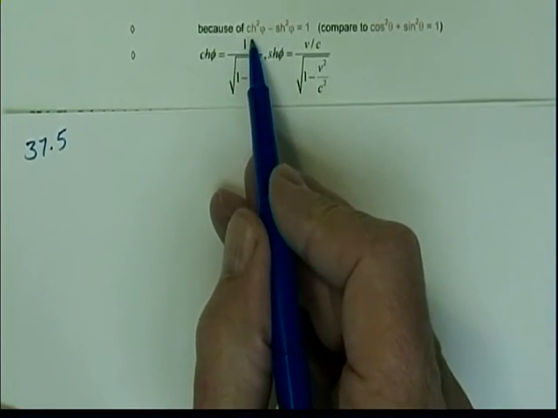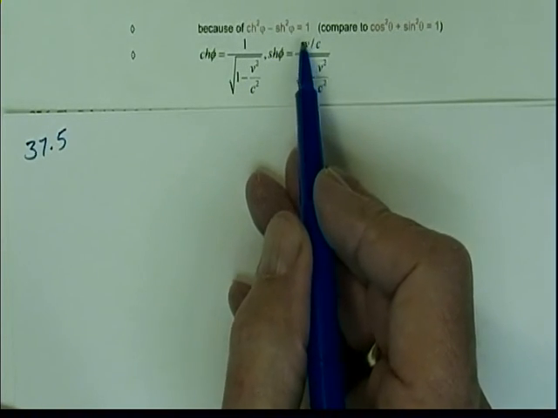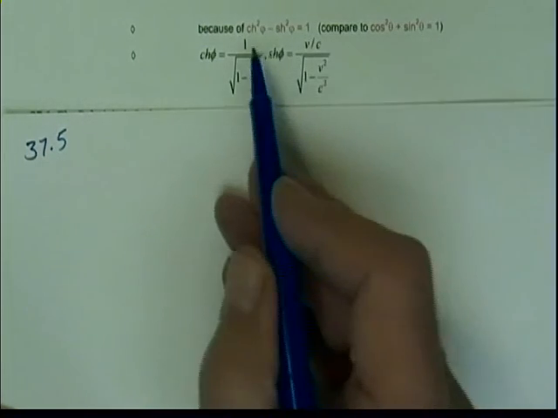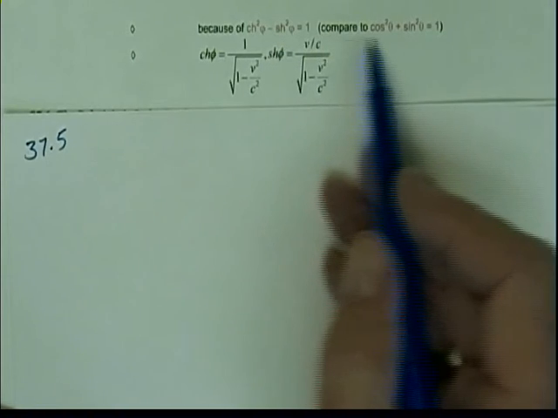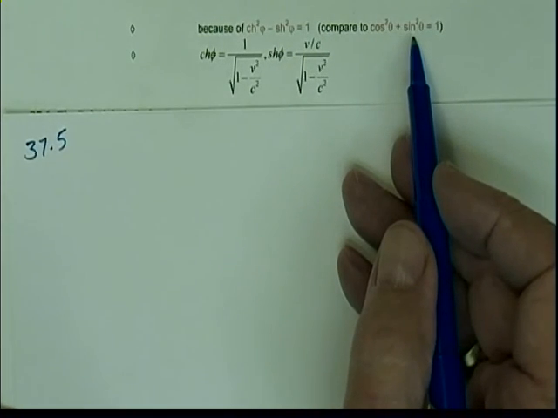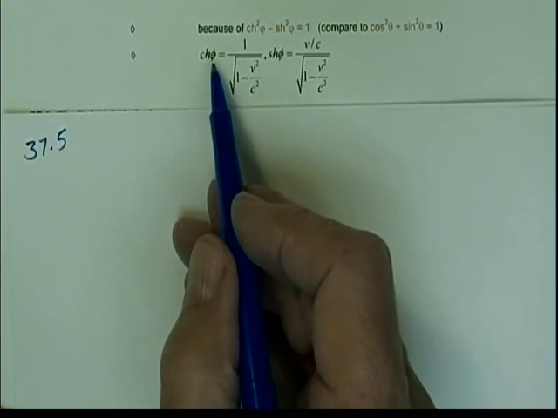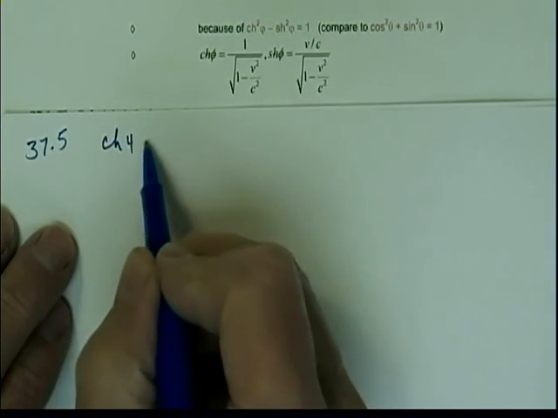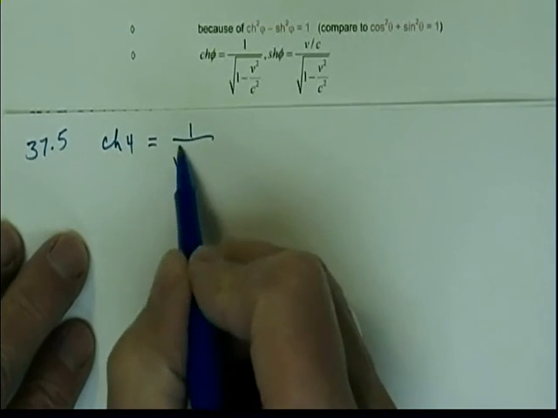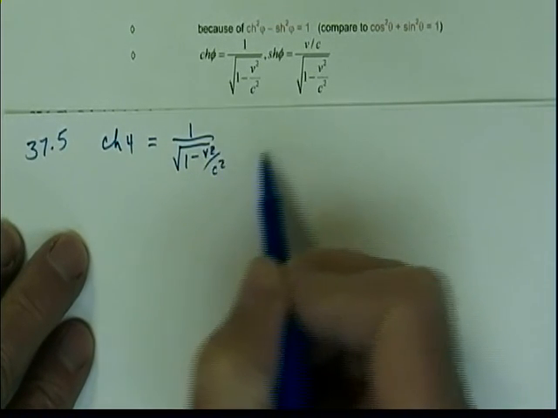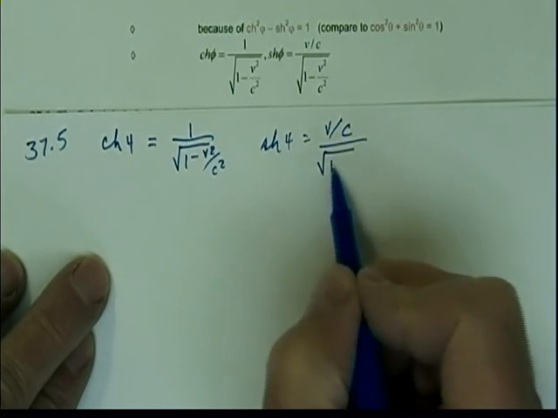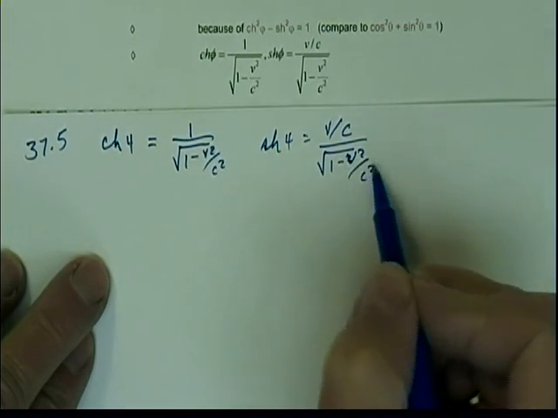One of these shows I'd already done, the ch squared minus sh squared, and I compared it to the cosine squared plus the sine squared, which is 1. Here we have a negative sign for the hyperbolic functions. Here we have a positive sign for the regular trigonometric functions. And if you actually compute what psi is, and then the ch psi, you find that ch psi is equal to 1 over the square root of 1 minus v squared over c squared, and that sh psi is v over c over the square root of 1 minus v squared over c squared.